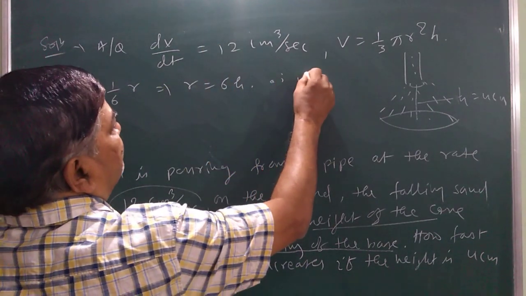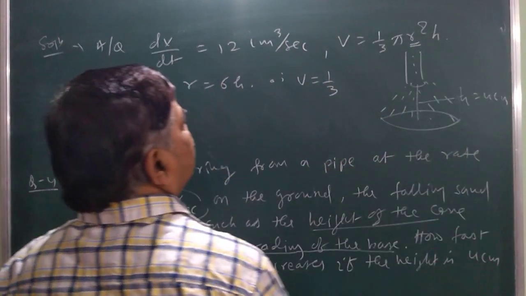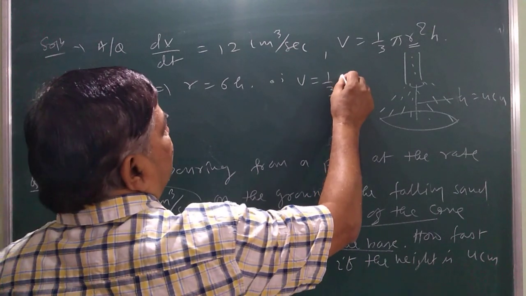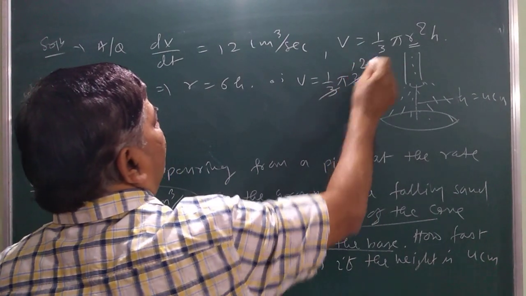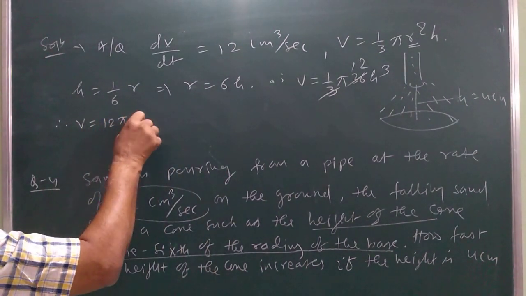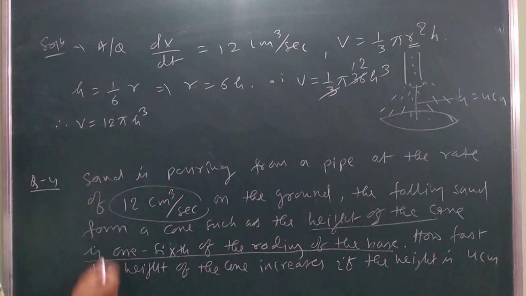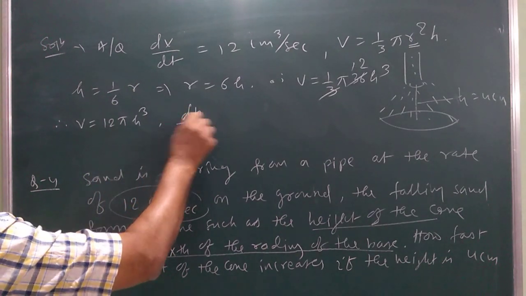Therefore, the volume will be 1/3 pi times 6h squared, that is 36h squared, times h, that is pi 36h cube. So this is 12, and the volume is 12 pi h cube. So what you have to find is dh by dt.